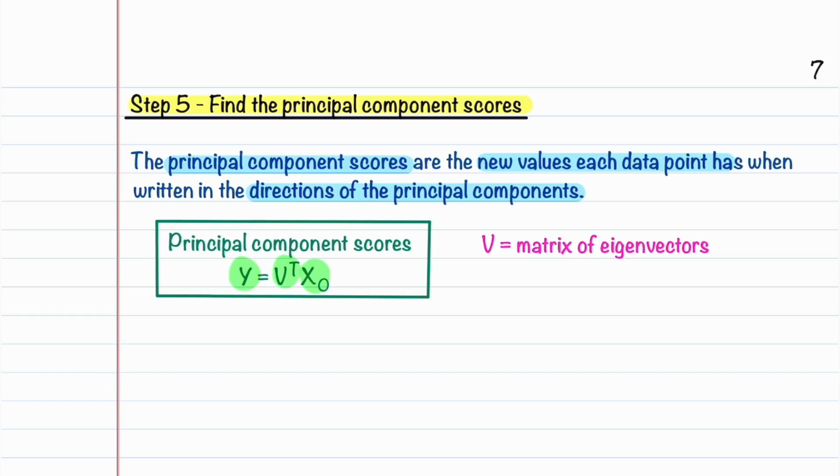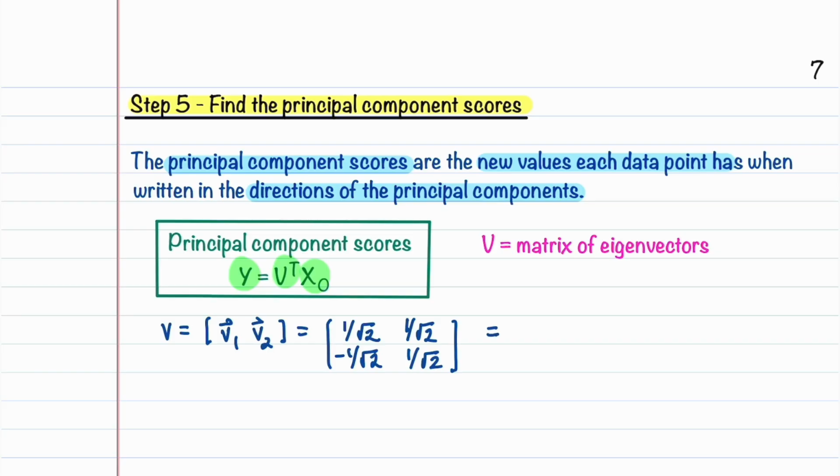Let's first write down what matrix V is. We just assigned matrix V to be V1, V2. Now we can go ahead and put in those vectors. V1 was 1 over root 2, minus 1 over root 2, and then V2 was 1 over root 2, 1 over root 2. To make our calculation easier, I am going to pull out the 1 over root 2, and then our matrix is just 1, minus 1, 1, and 1.